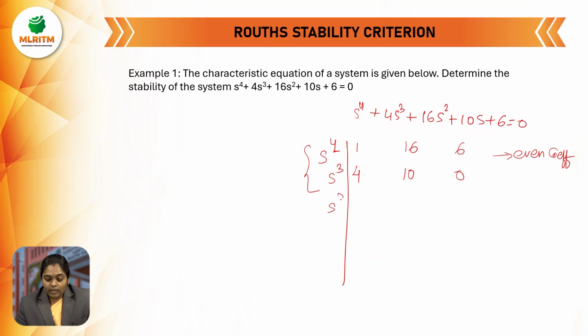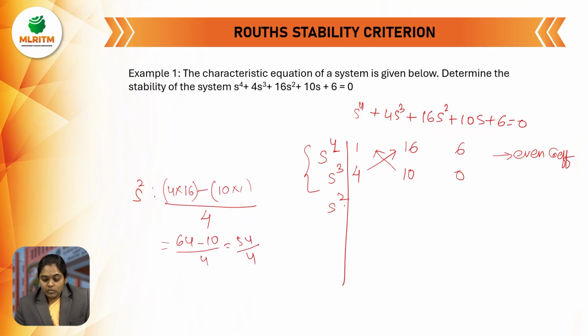I need to calculate the s square row. In order to calculate this, please observe here. You need to multiply these: 4 into 16 minus 10 into 1, divided by always the first number itself, which is 4. So 64 minus 10 by 4, which I'll be getting as 54 by 4. So the s square coefficient is 54 by 4.